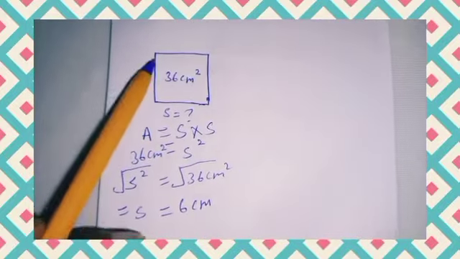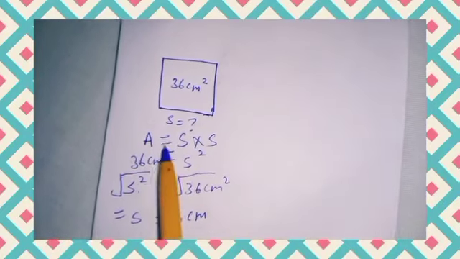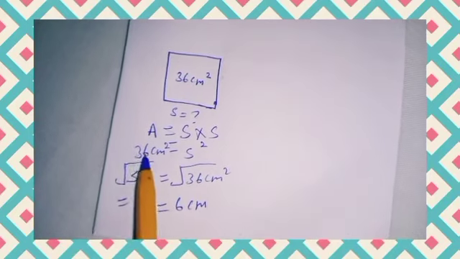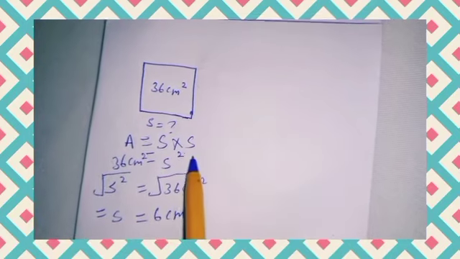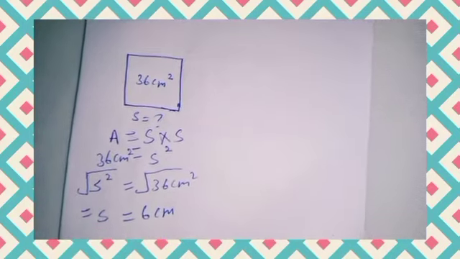In case you are given the area and you are required to get the side, you simply apply the formula: area is equal to side squared. You substitute that 6 square centimeter is equal to side squared. Then you take the square root of both sides and you obtain your result as shown here.